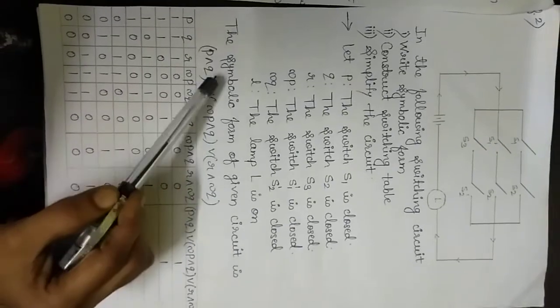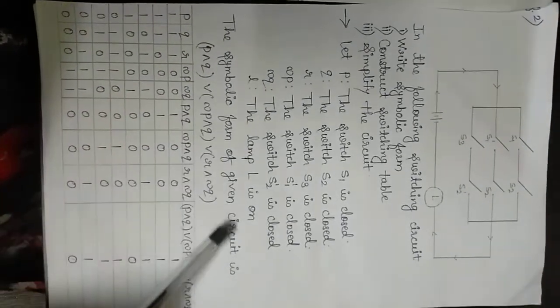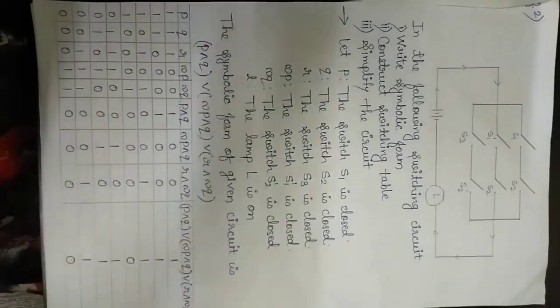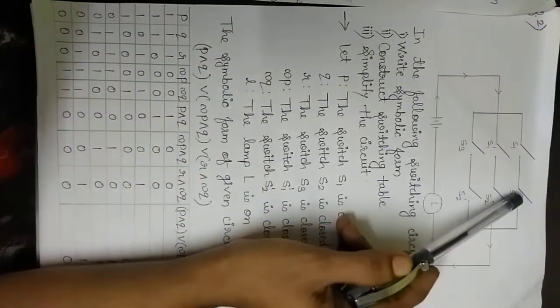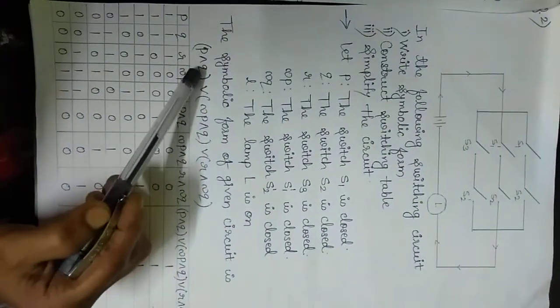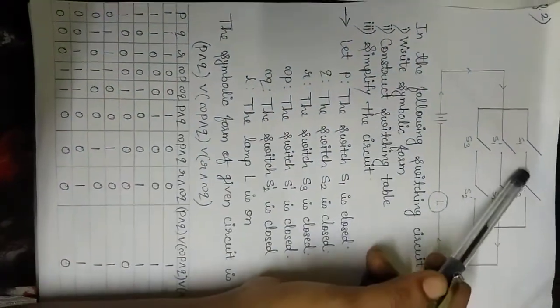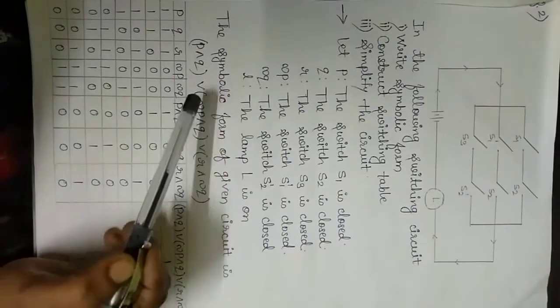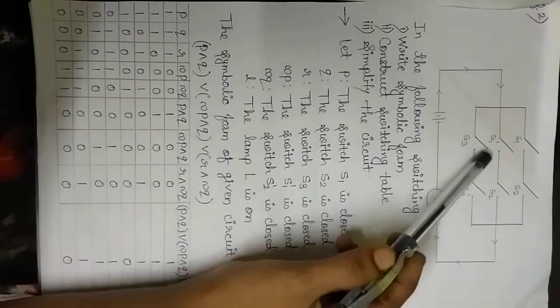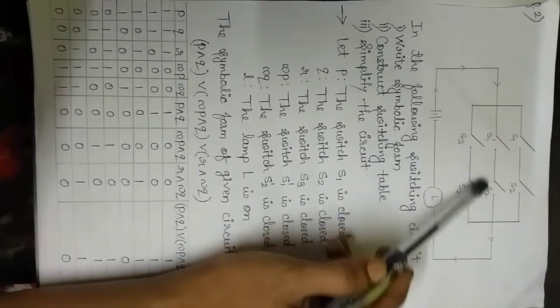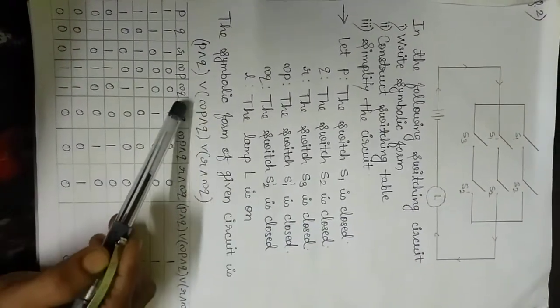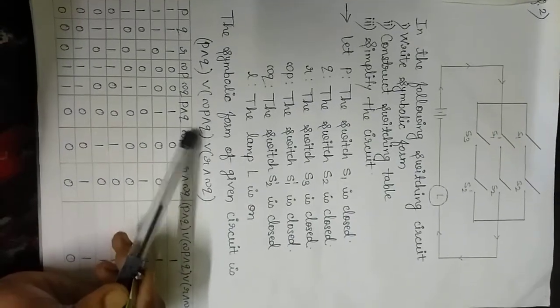Now the symbolic form of the given circuit is given by here P and Q. Since S1 and S2 are connected in series, first P and Q we will write. Then we have parallel connection, so here OR. Now S1 dash and S2 are connected in series, so here we will write negation of P and Q.